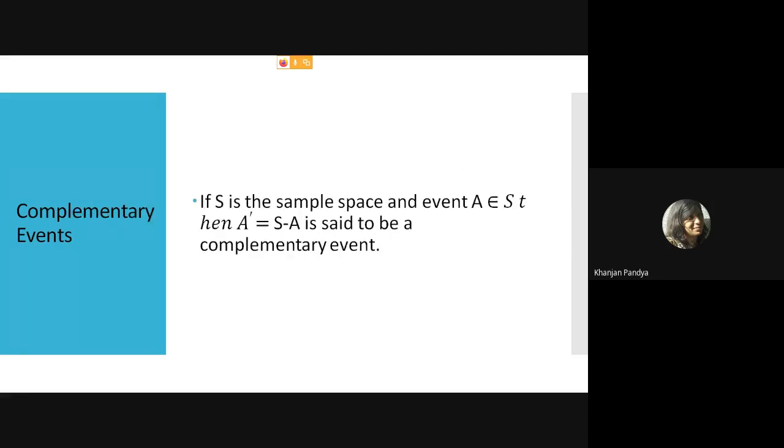Complementary event. What is complementary? It is like set operations only. So A dash is equal to S minus A. S is the sample space and A is the event we are getting. So A dash, S minus A, is said to be a complementary event.